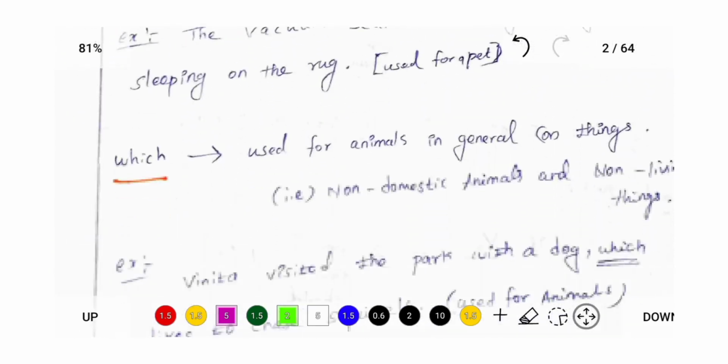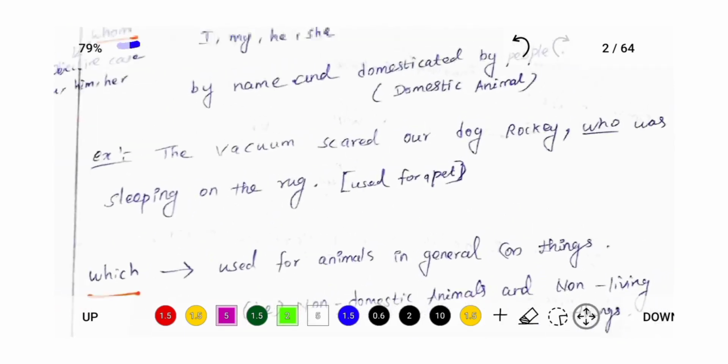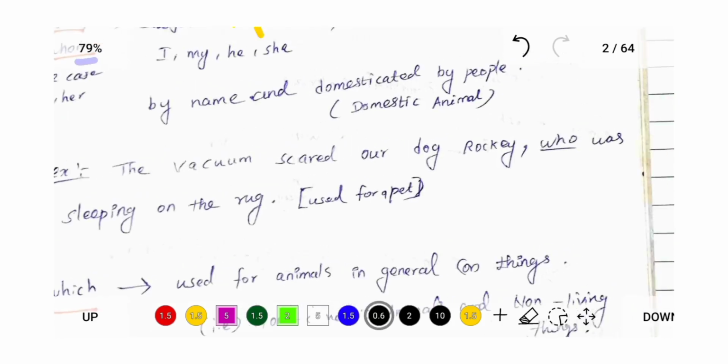Now we see the example. The vacuum scared our dog Rocky, who was sleeping on the rug. Here the dog's name is Rocky. Rocky is a pet animal. So, for a pet animal, we use who, W-H-O, here.